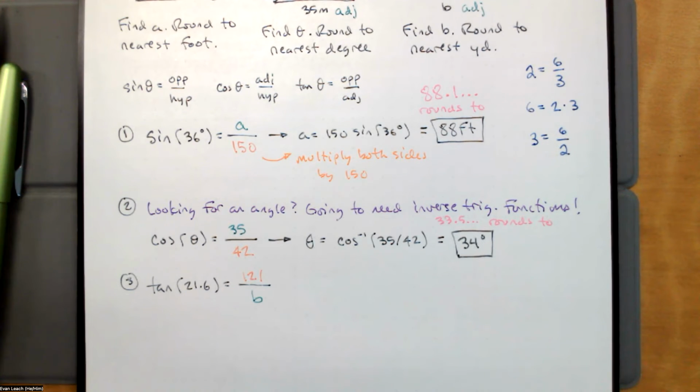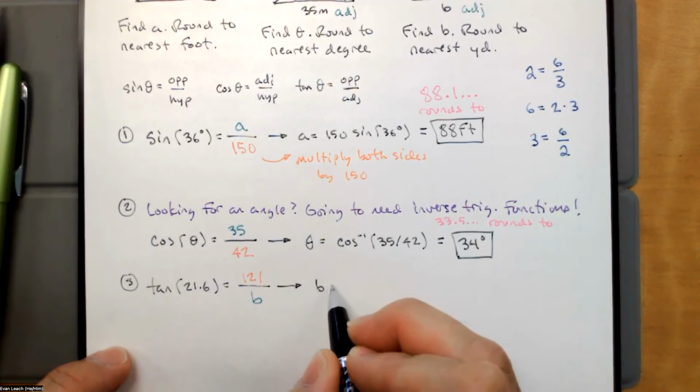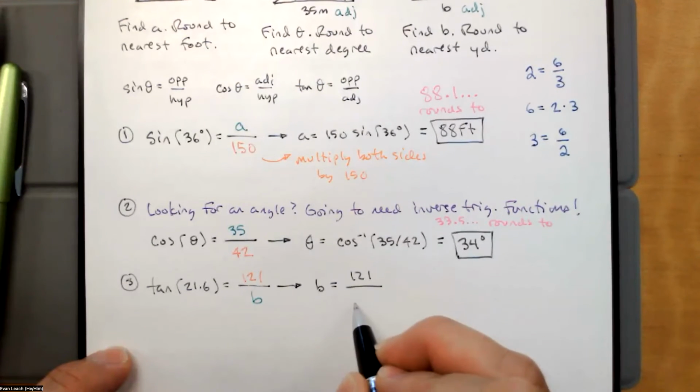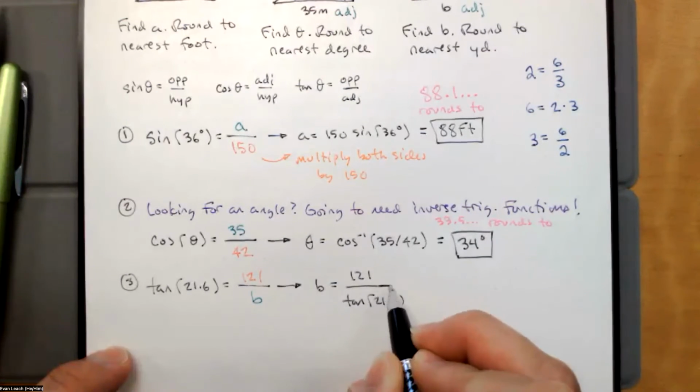If we want to do the same thing to both sides, we can multiply both sides by B, then divide both sides by the tangent of 21.6. That's one way to think about how to get at B. We could say B is 121 over tangent of 21.6.